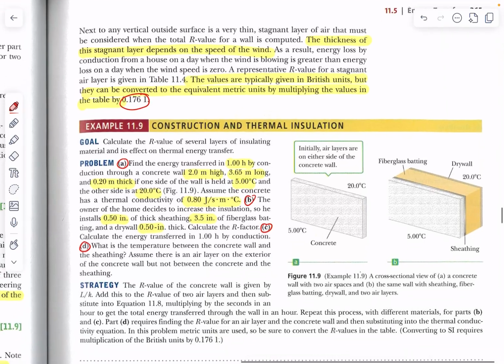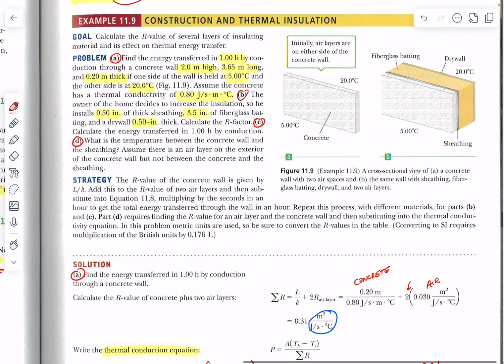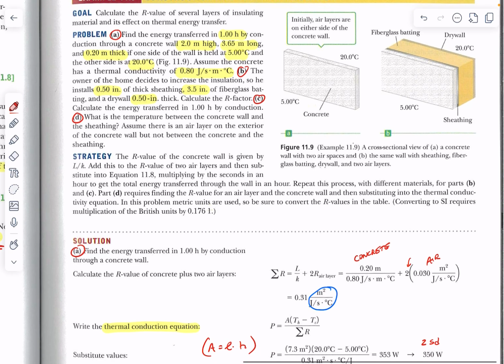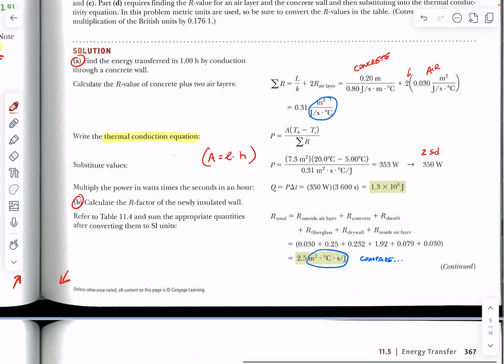So if we take a look at this problem right here, calculate the R value of several layers of insulating material. And so you can see we've got concrete, we've got drywall, we've got fiberglass batting. We're even going to have perhaps some of that stagnant air on either side. And so let's take a look at the problem quickly. Find the energy transferred in 1 hour by conduction through a concrete wall.